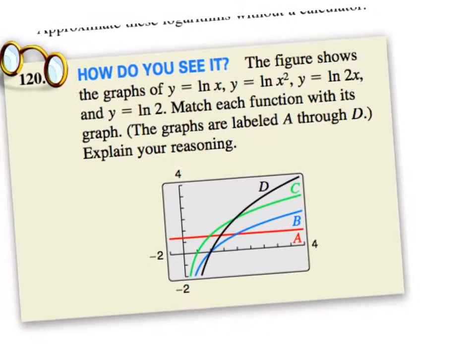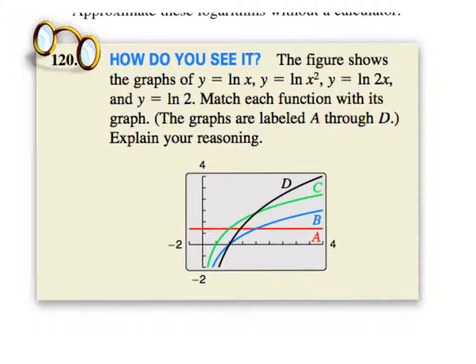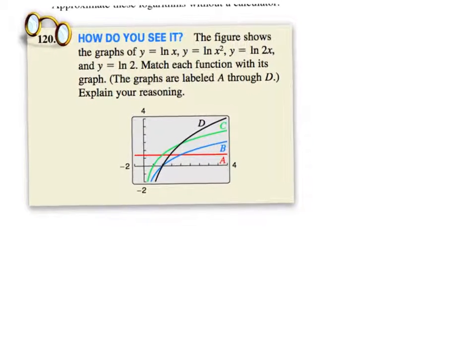The last problem we're going to look at is problem number 120. What I like about number 120 is it gets us looking at these different graphs. And we're going to be comparing y equal ln of x, y equal ln of x squared, etc. And most would just grab a calculator and try to graph, but I'm actually going to show you we can do these without any calculator at all, using our knowledge of basic transformations.